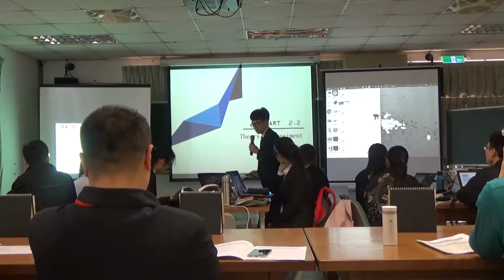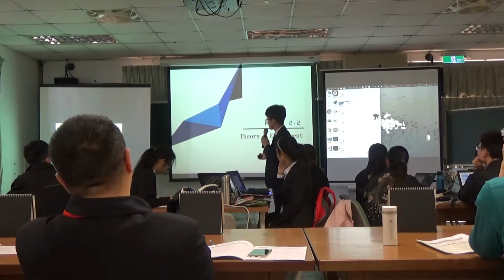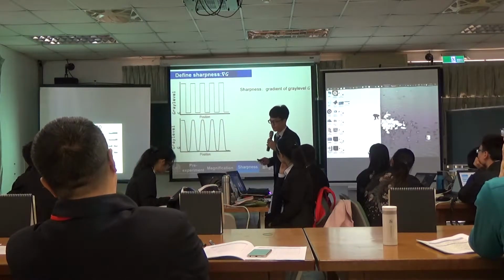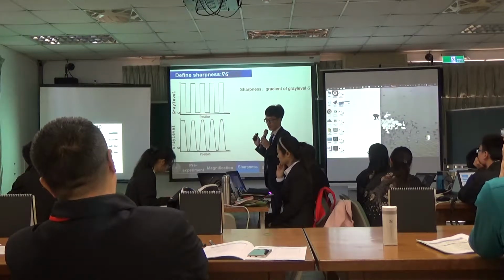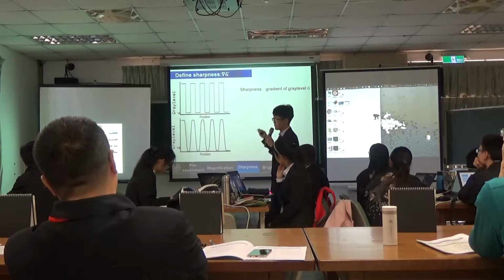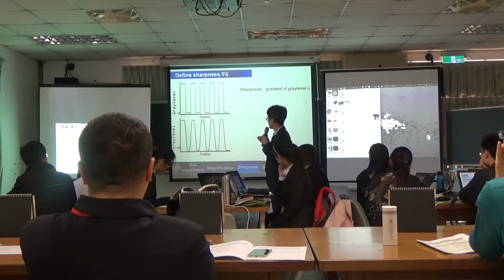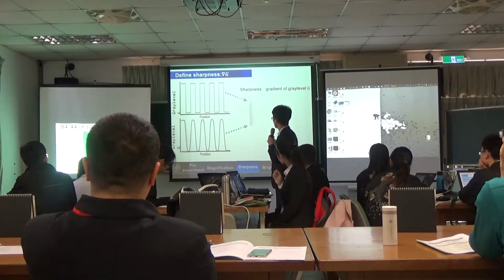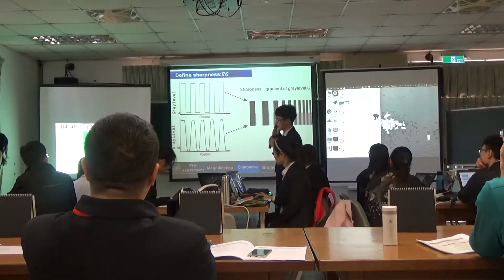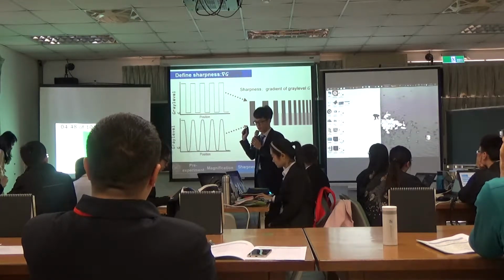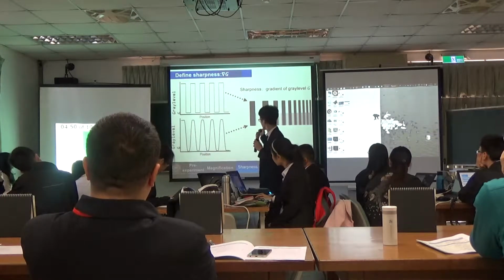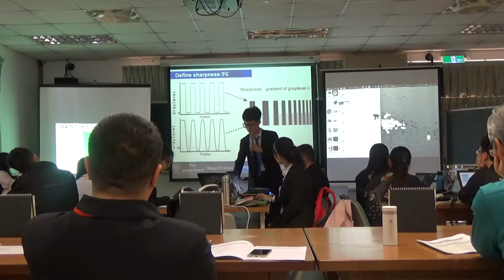Okay. Here comes the sharpness. Sharpness could be defined as the gradient of grade level G. We could see that the upper grade level is higher and the grade level in the bottom is lower. So in the picture, we could see the upper side is clear and the lower one is blurred.